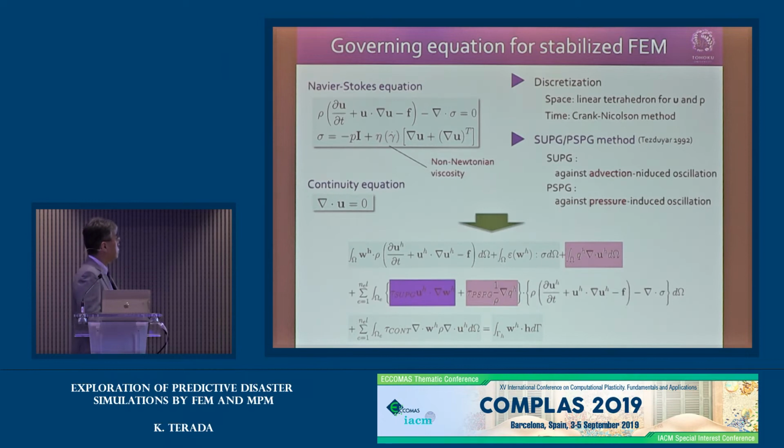This is the governing equation for the stabilized finite element method. Here is the Navier-Stokes equation with the continuity equation. This is a very standard setting for computational fluid dynamics, except for this non-Newtonian viscosity that depends on the shear strain rate. We simply discretize this equation by using the linear tetrahedron for both velocity and pressure fields. And to suppress the instabilities of the advection and the pressure field, we utilize the SUPG and the PSPG methods respectively. This is the corresponding discretized equation by using the stabilized finite element method.